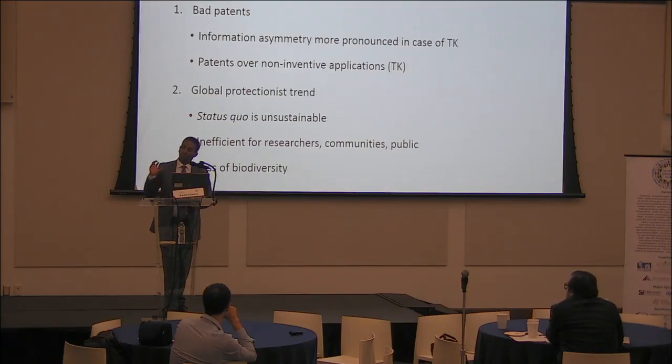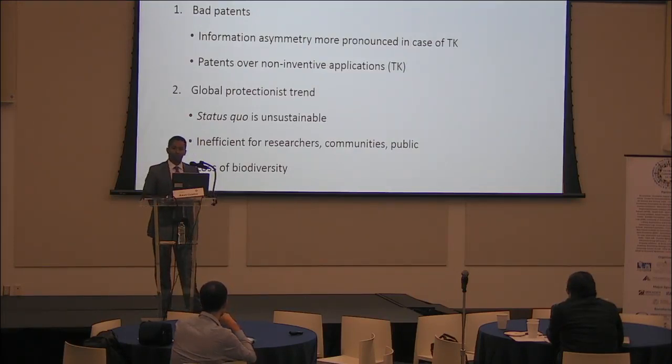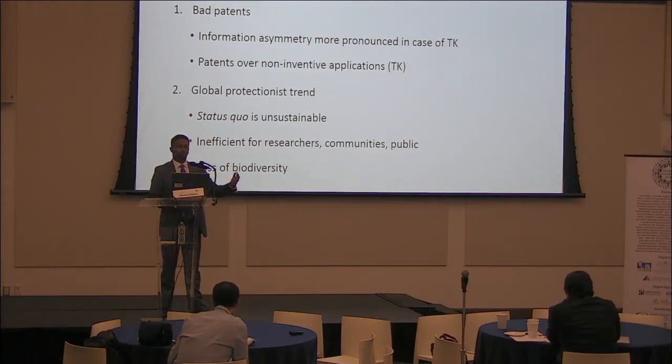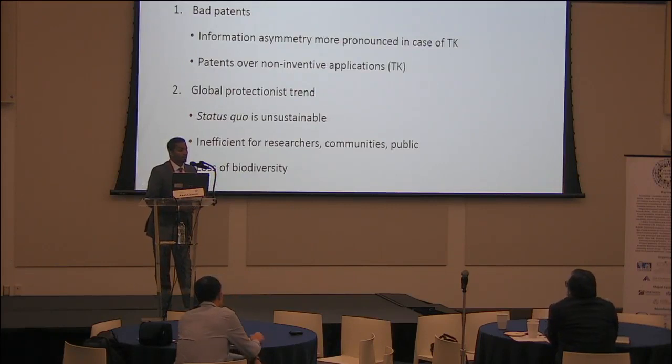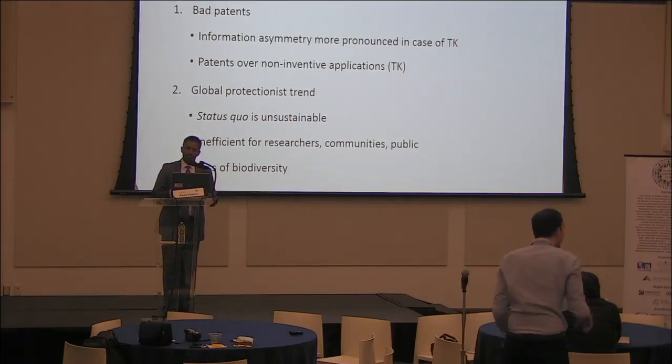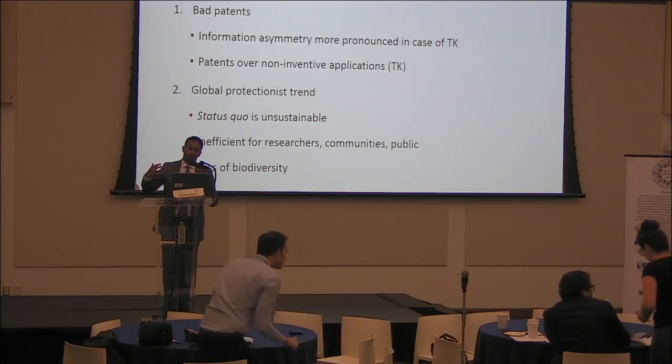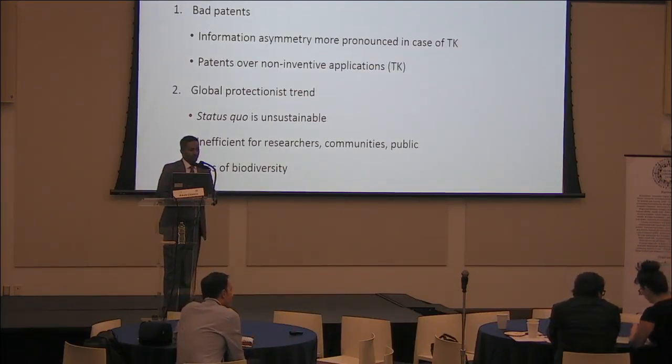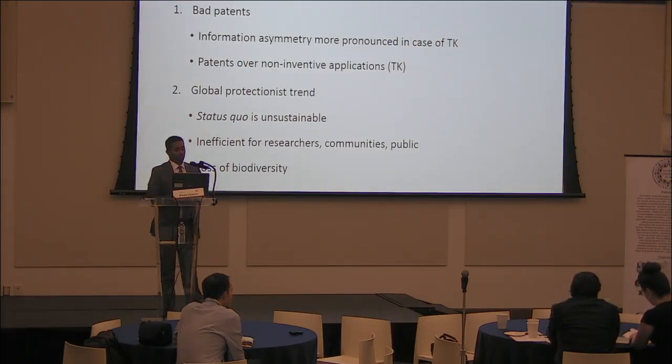It's inefficient from the perspective of the community, because if the protectionist trend succeeds, you no longer get benefits that you would have gotten if innovative products were developed based on your knowledge. It's inefficient from the perspective of the public, because the public misses out on innovative products that would have been developed through collaborative research. Or even if the public gets those products, it has to pay higher prices. And all of this is tied to the problem of loss of biodiversity, where the value of the output of biodiversity is owned by private actors, while those private actors are not involved in the conservation costs of the biodiversity. So there's an externality problem that's tied to the protectionist trend.